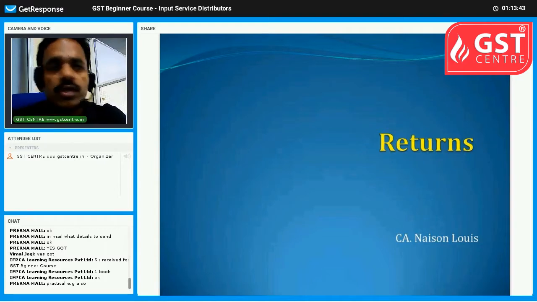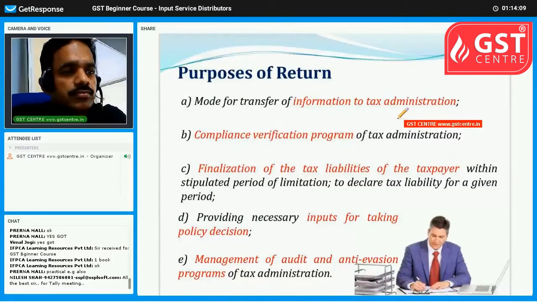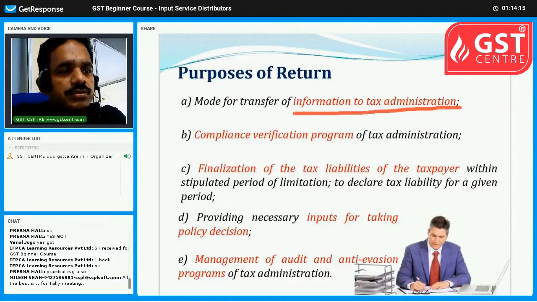So what is the purpose of returns? It is information to the tax administration, because only when we file the return will the tax administration body, the state government or central government, get to know what the sales were, what the purchases were, what the tax liability is, what input tax credit is available, and what net tax is payable by a taxable person. So it is information to tax authorities.